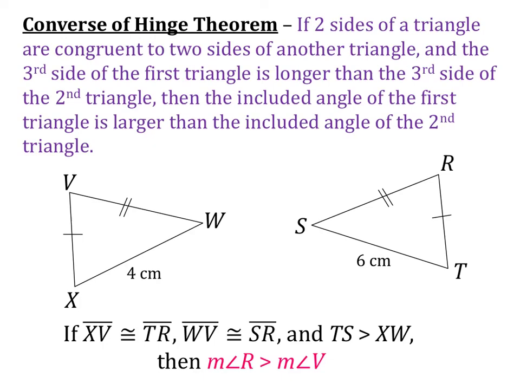So again, what this means is that since we have VX and RT congruent, VW and SR congruent, and we see that ST at 6 centimeters is bigger than WX at 4 centimeters, then that means the angle opposites have the same relationship. So since R is opposite 6 centimeters, it's going to be bigger than angle V, which is only opposite 4 centimeters. So once again, the key is big side, big angle, small side, small angle.